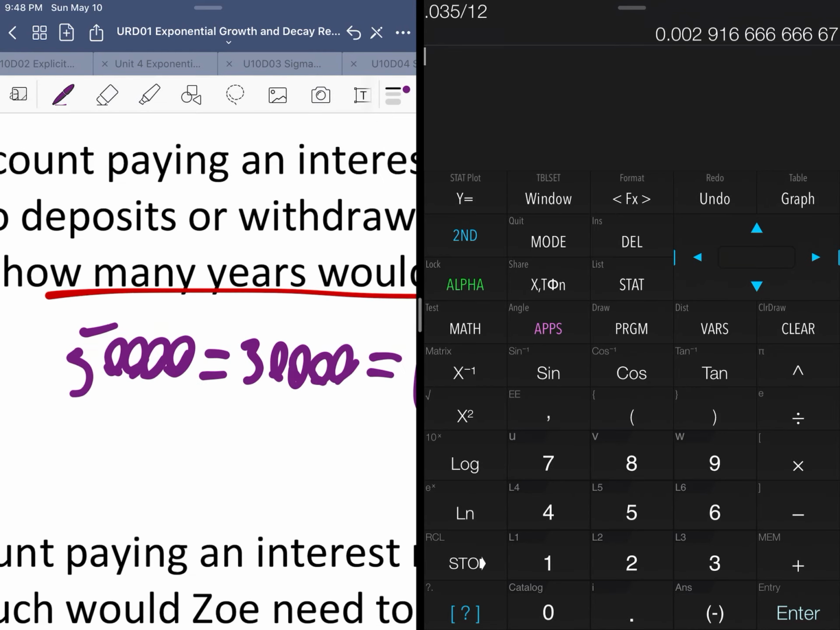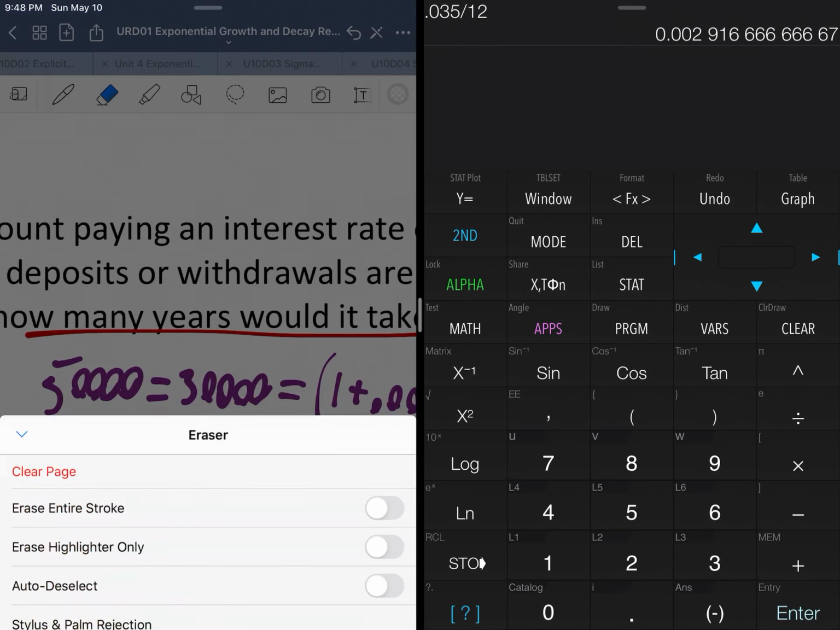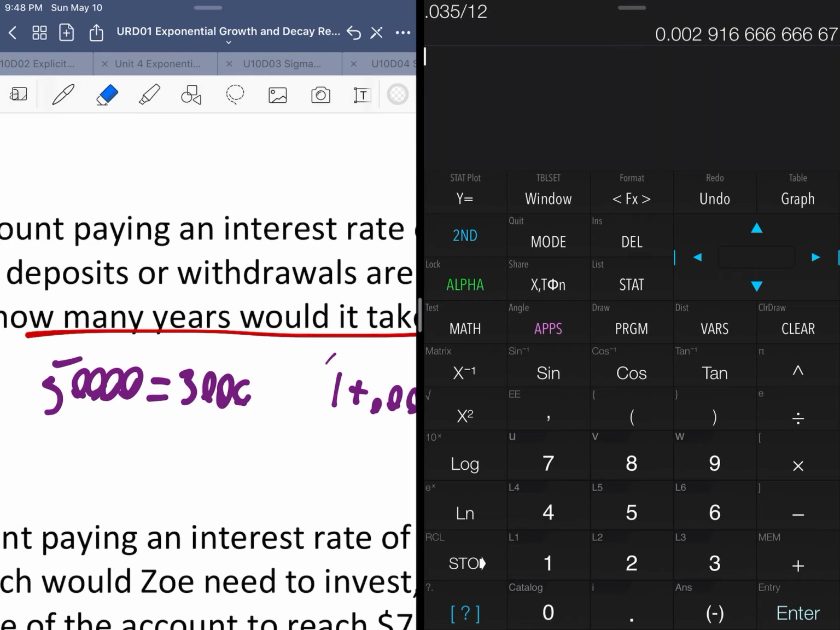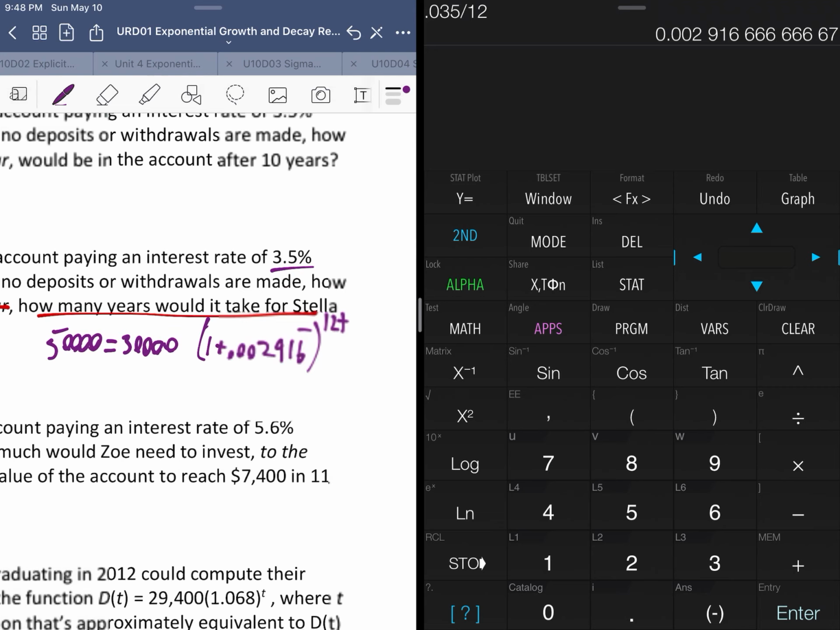Okay, so now we're going to try and get, oh, I put an extra equal sign here by accident. This should not be here. This should be 30,000. All right, and the idea is to get the expression with the exponent by itself. So this 30,000 needs to cancel out, so we're going to divide that to the other side.